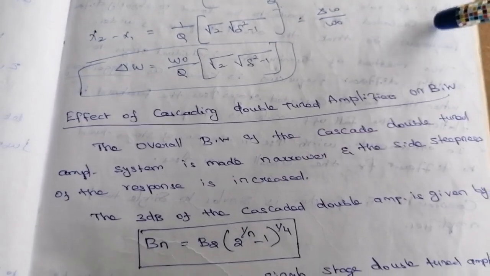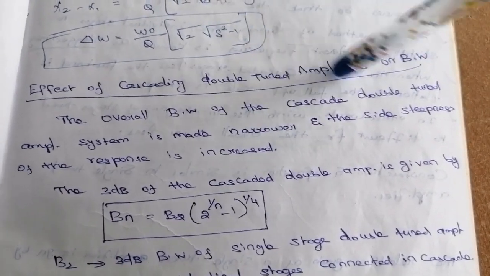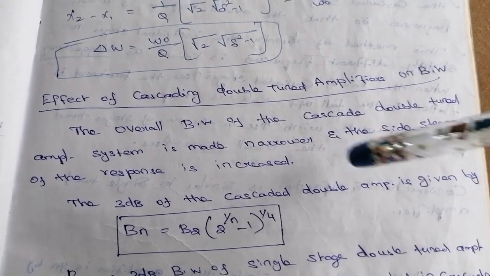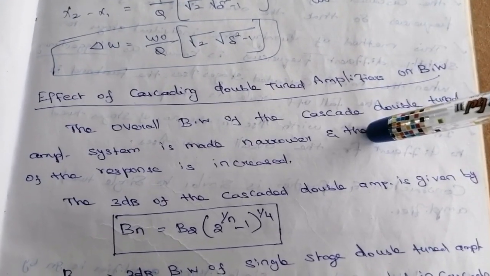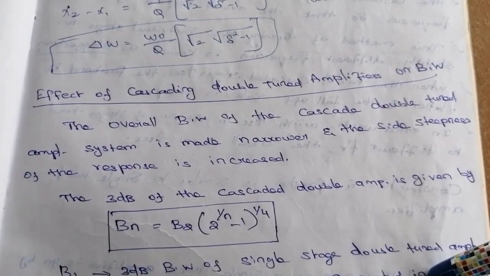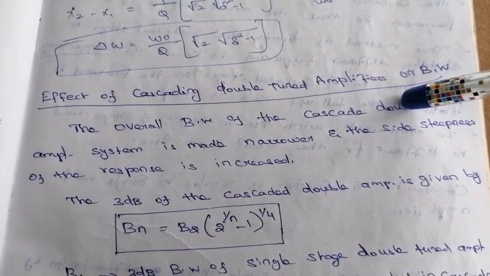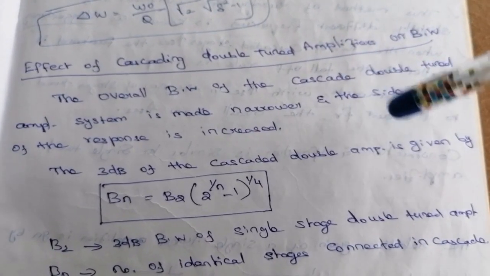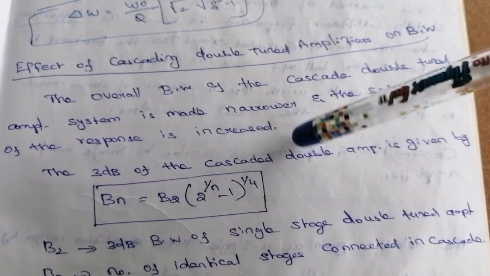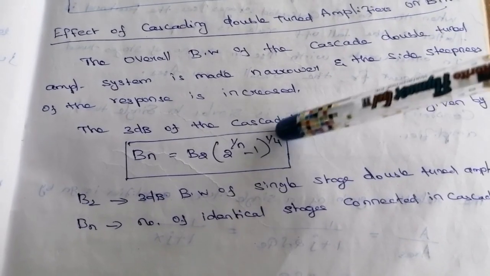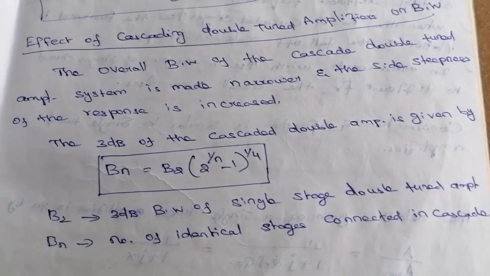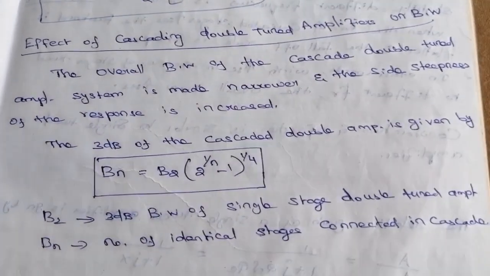So the effect of cascading double tuned amplifier on bandwidth. The overall bandwidth of a cascaded double tuned amplifier system is made narrower and the steepness of the response is increased. Okay, so already we have seen that graph, this is the graph of bandwidth. So that bandwidth is narrower in the double tuned amplifier. The 3 decibel bandwidth of the cascaded double tuned amplifier is given by bandwidth equal to B2 into (2 power 1 by n minus 1) the whole power 1 by 4. B2 is the 3 decibel bandwidth of a single stage double tuned amplifier. n is the number of identical stages connected in cascade. Okay, so that's all about the effect of bandwidth on a double tuned amplifier.